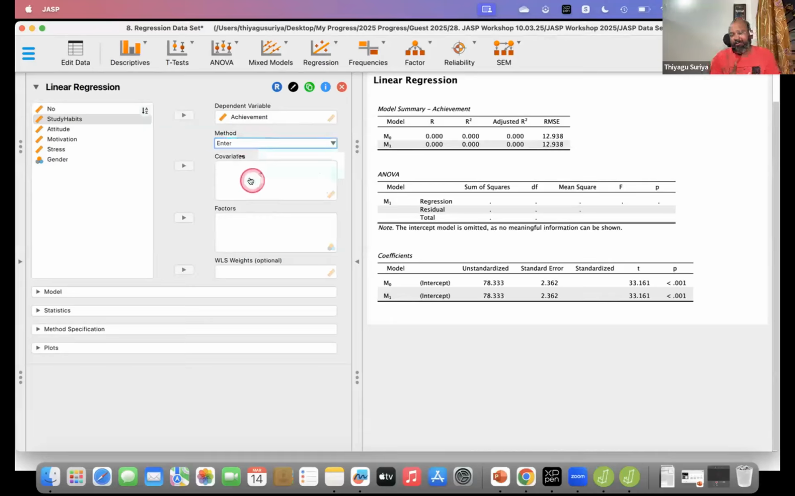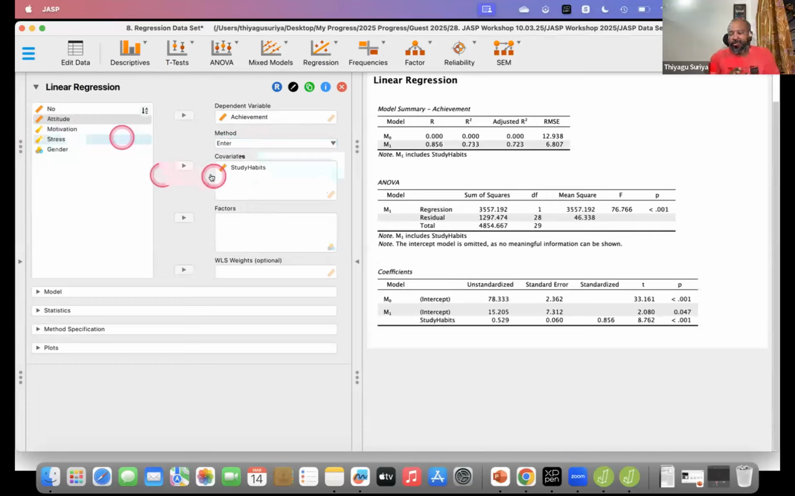I'm taking only one independent variable now for doing the analysis. I'm taking only the study habits. How many independent variables am I using now? Only one. Listen, I'm taking only one. Now you can see this.